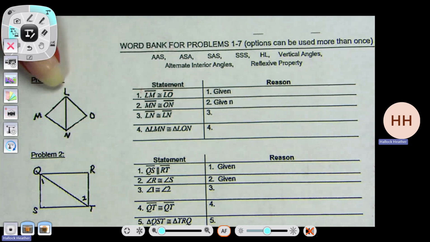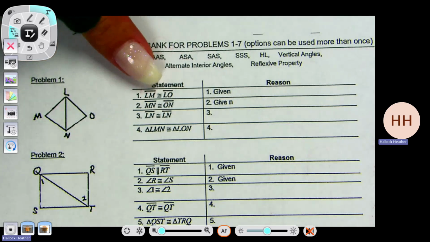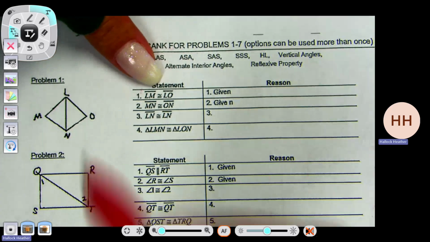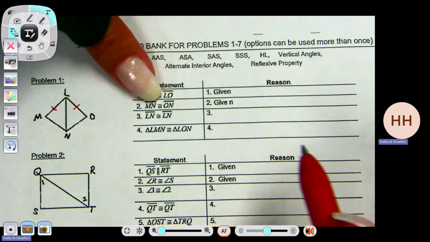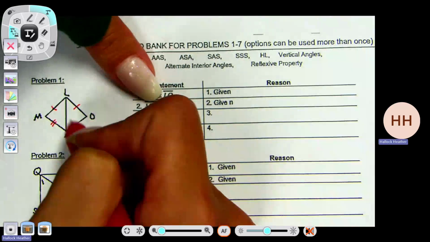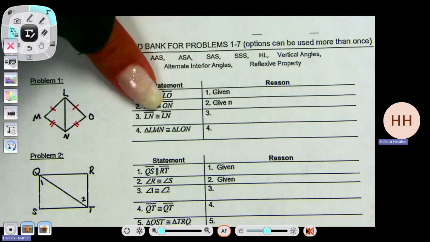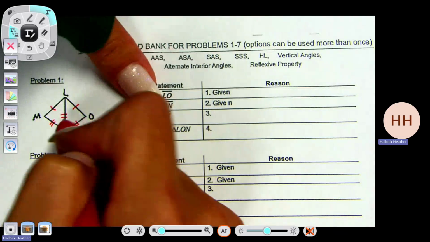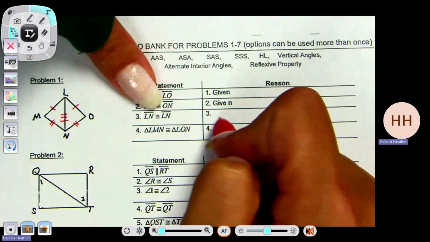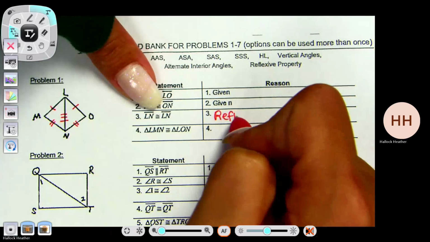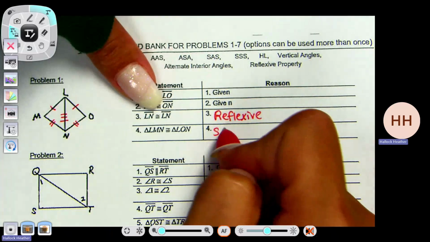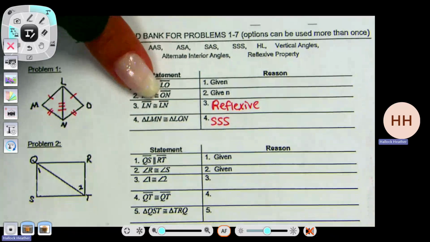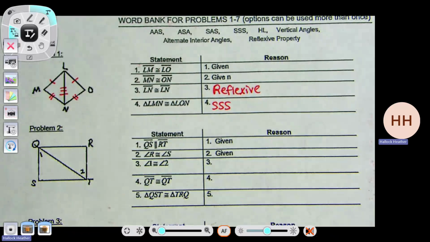You don't finish. Okay, so LM is given. You need to mark it. LM is the same as LO. You mark it. MN is congruent to ON. You mark it. How do you know LN is congruent to LN? Reflexive. What thing is that? Side, side, side.